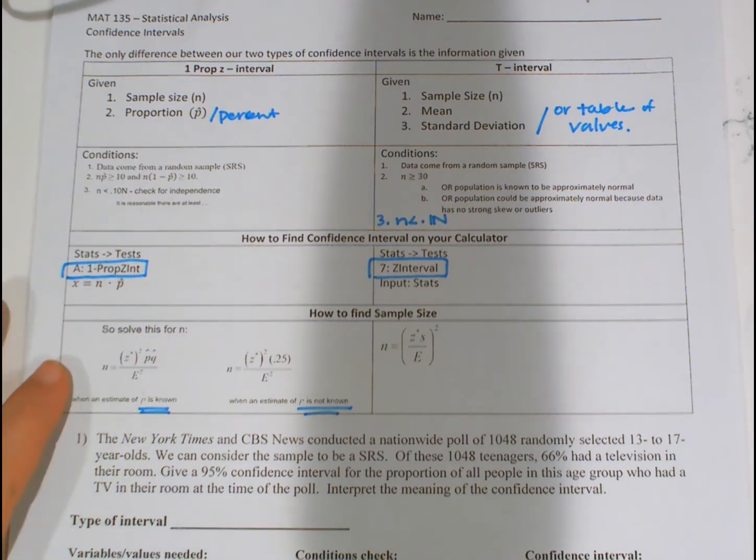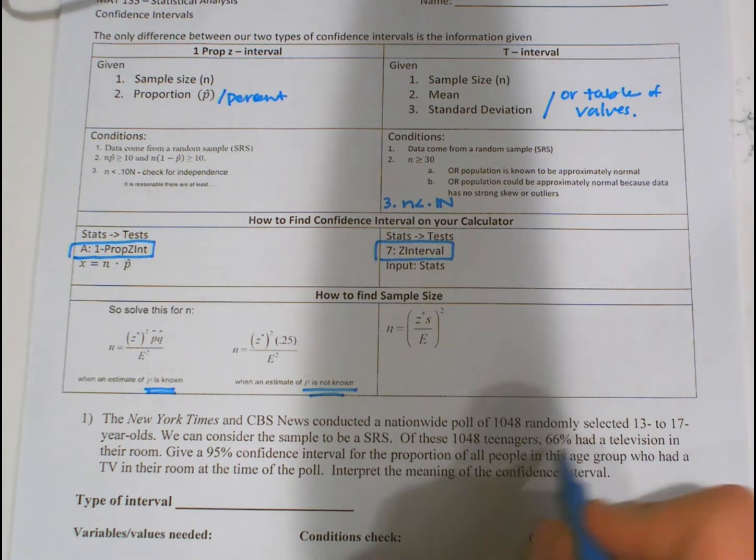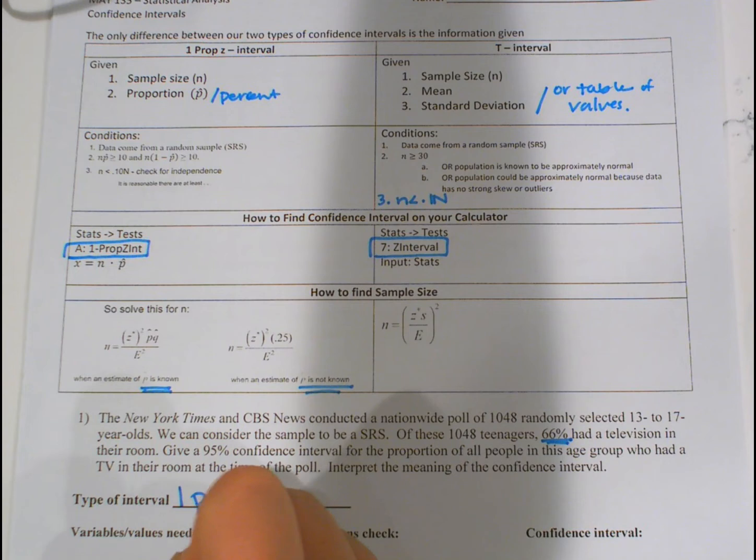So number 1 on this page says the New York Times and CBS News conducted a nationwide poll of 1,048 randomly selected 13 to 17-year-olds. We can consider the sample to be a simple random sample. Of these 1,048 people, 66% had a television in their room. So because we have a 66%, this tells me that I'm doing a one prop Z interval already. So give a 95% confidence interval for the proportion of all people in this age group who had a TV in their room at the time of this poll. Interpret the meaning of the confidence interval.